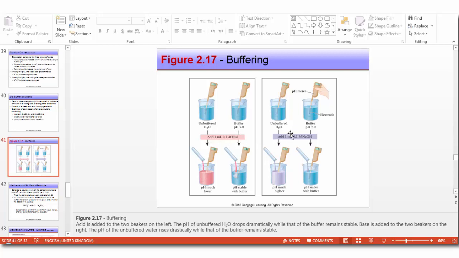Now on the other hand, if we do the same by adding 1 ml of 0.1 molar NaOH to the buffer, we expect the pH to increase from 7 to 7.1 only, whereas in the unbuffered water it increased from 7 to 11. Again, this is a drastic change in the pH of the unbuffered water upon the addition of the same amount, whereas the buffer changes very little, or is unaffected.